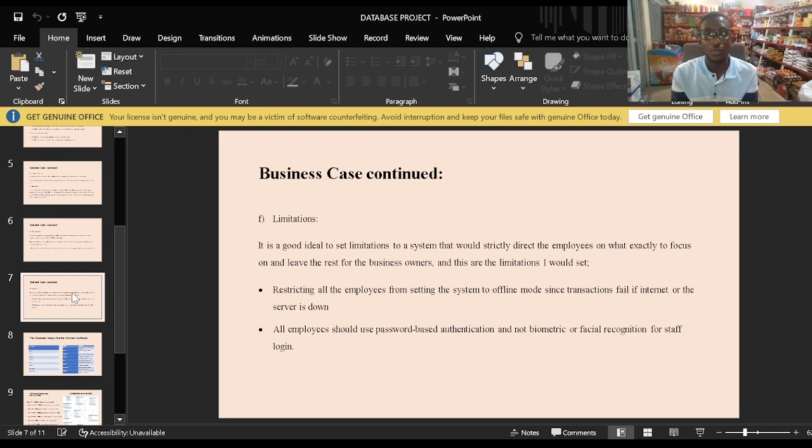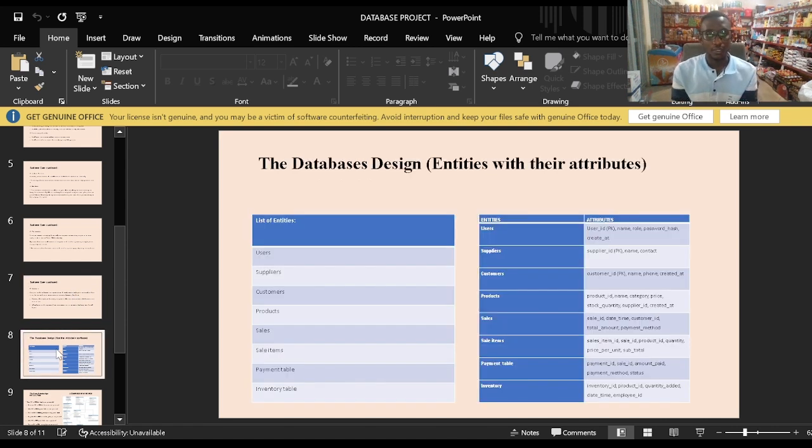The system should always be online for smooth work to be performed. When we move to the database design, we are talking about entities with their attributes. By the way, before I continue, here with me are two devices that are very important in business. Before you use this system, obviously you have to have at least these two devices.